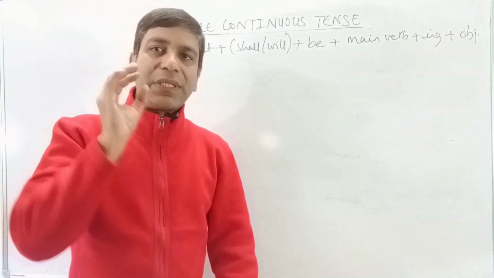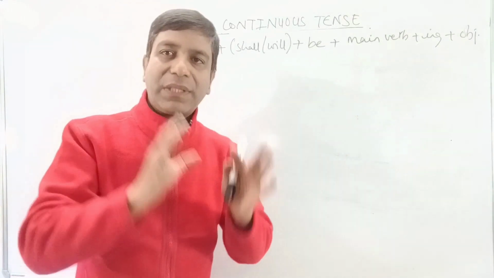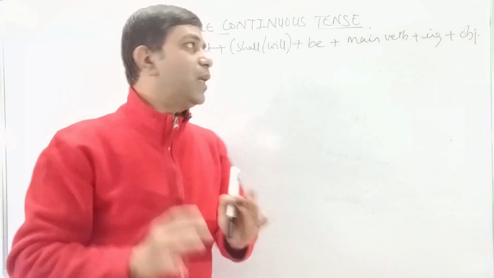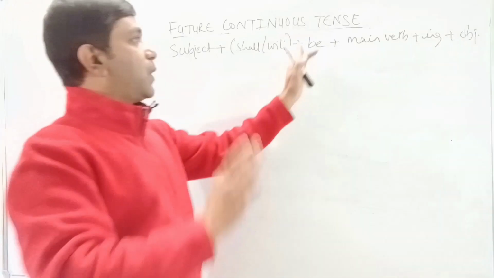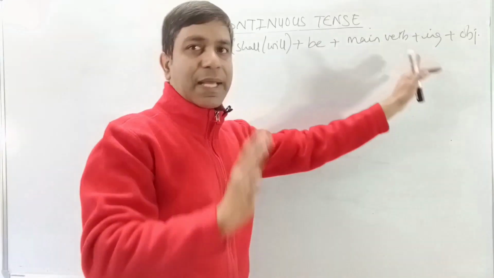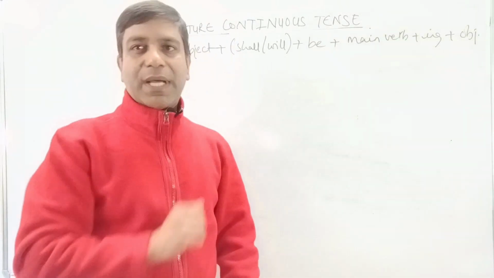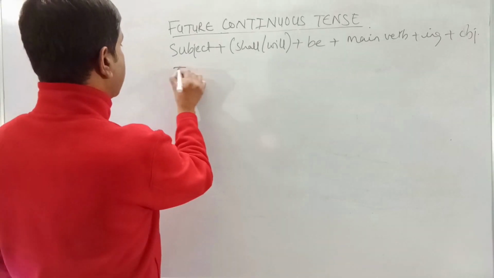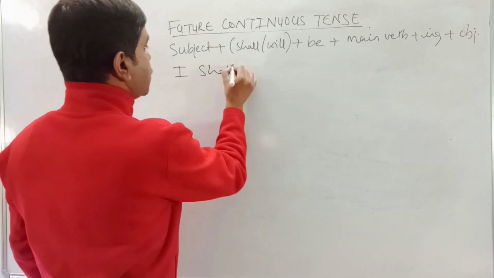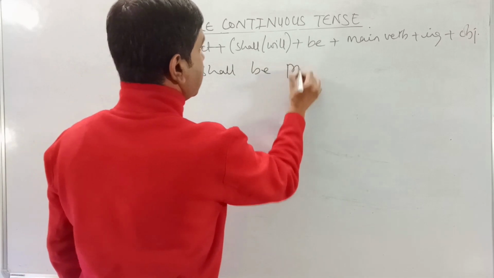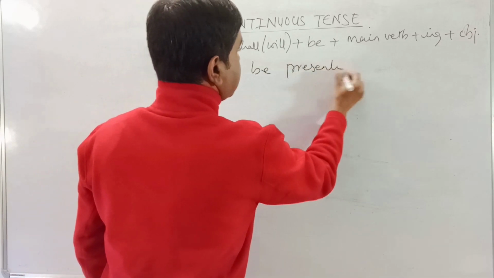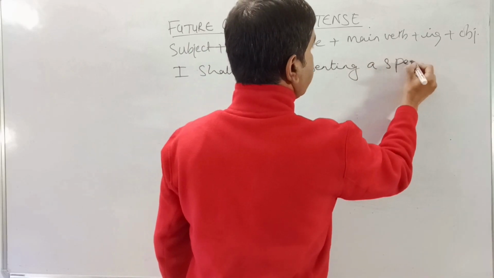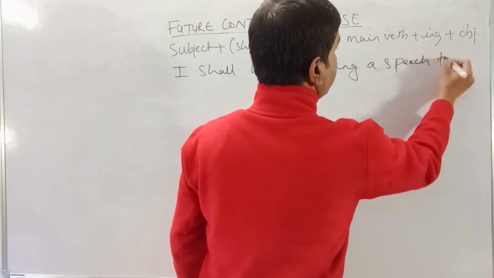We do not need an object all the time to make the sentence complete. Please take a note of it. So subject plus shall/will plus be plus main verb plus ing plus object. Now let us take a look at some examples. I shall be presenting a speech tomorrow.